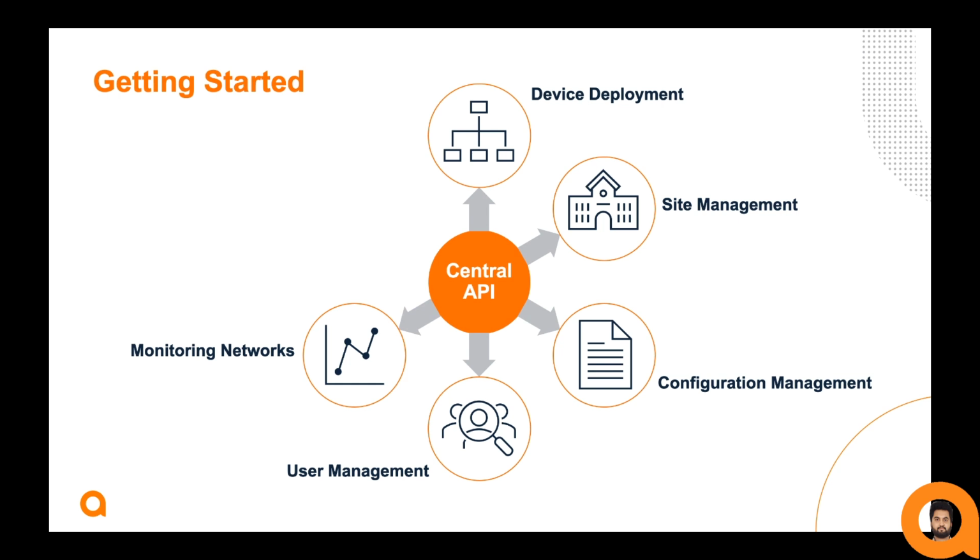Monitoring networks for obtaining meaningful data from the network or any alerts if something goes wrong. And lastly, third-party applications for achieving extensibility by integrating third-party apps. For example, creating a dashboard using API to poll or subscribe to Central's data.